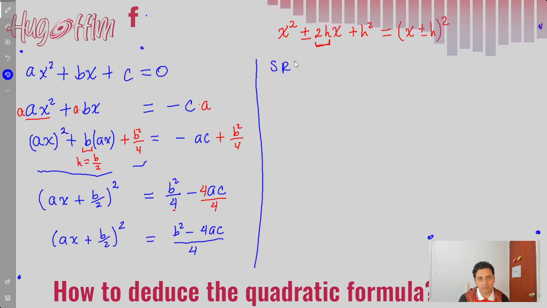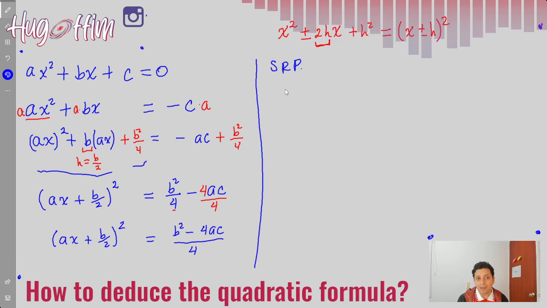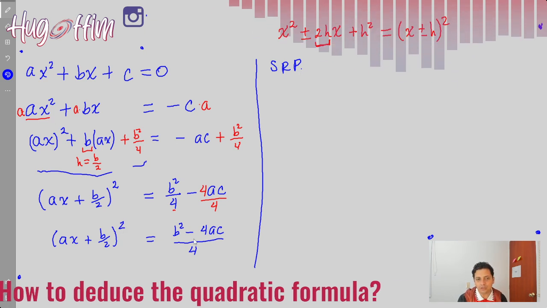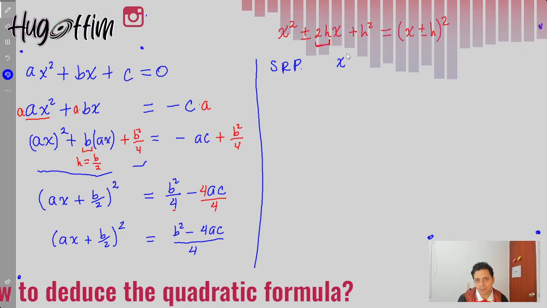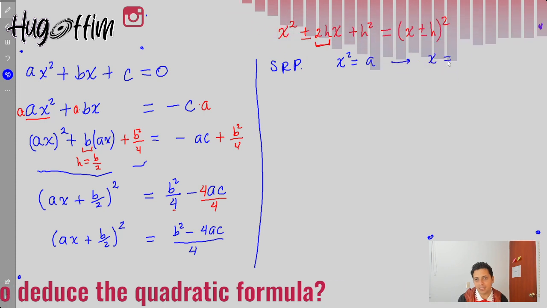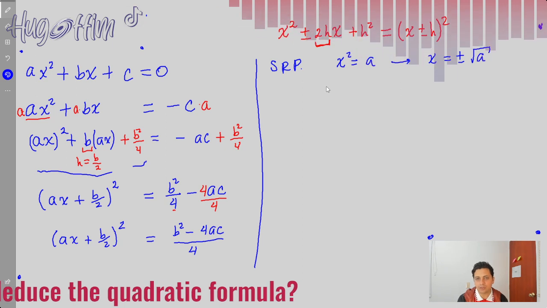A square root property. So I'm going to apply the square root property, and to apply it, I just need to verify that this is a square, so on the other side it will be a square root. So remember, the square root property, x squared equals a, means that x becomes positive or negative square root of a. This is the square root property. So I'm just going to apply it.